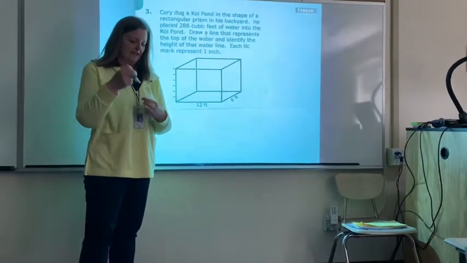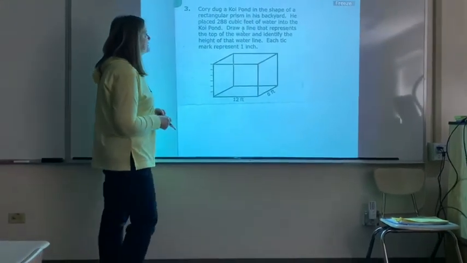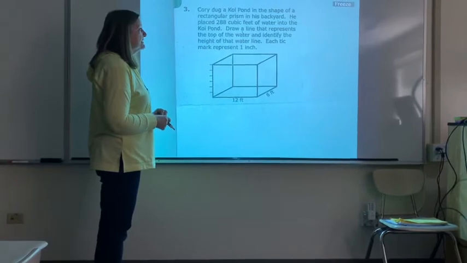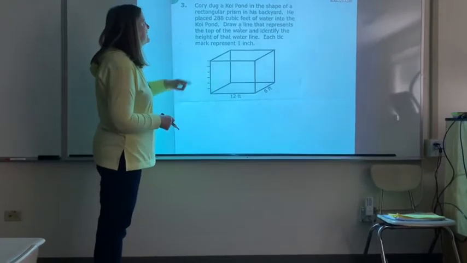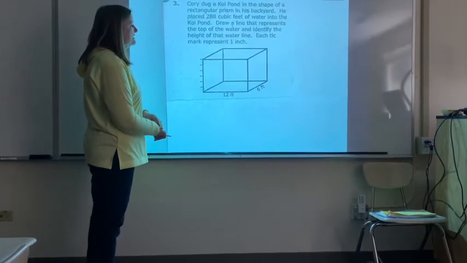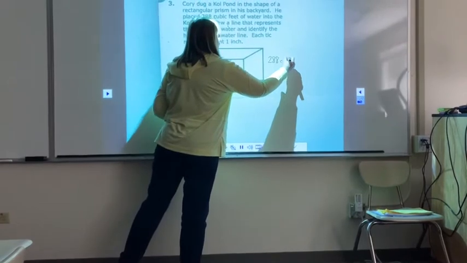Okay, here's another type of volume problem that you're going to run across. This says, Corey dug a koi pond in the shape of a rectangular prism in his backyard. Here's our rectangular prism. He placed 288 cubic feet of water into the koi pond. So there's a total of 288 cubic feet of water in here.